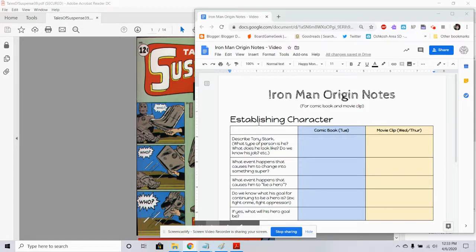Hello, sixth grade. I wanted to take a moment to walk you through our notes for the Iron Man origin story. And I wanted to look at establishing character because that is what we're working on today. So hopefully you had time to read the comic book that I shared with you. And I just want to walk you through some things to help you see what we're doing here.